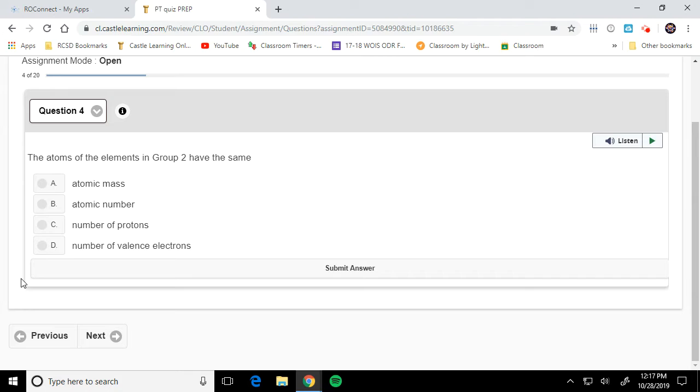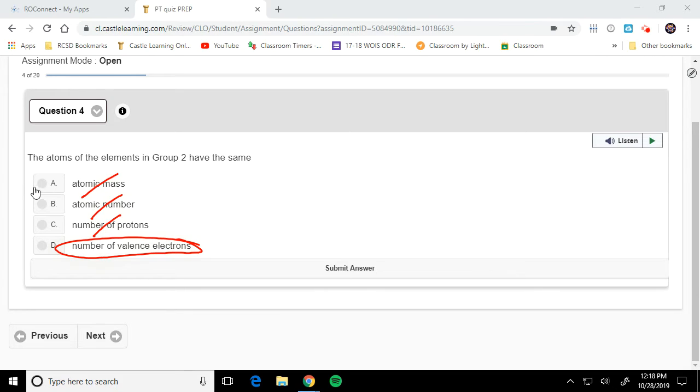Okie dokie. So atomic mass. I'm going to look down group 2. If I forget, I see the word group and then 2. I'm going to look down group 2. Let's see. Beryllium has a 9.0 and magnesium has a 24 for mass, so they don't have all the same mass. Atomic number, I see 4, 12, 20. They don't have the same atomic number. Atomic number is the same as number of protons. Number of valence electrons, I see 2 for beryllium, 2 for magnesium, 2 for calcium. That is my correct answer.